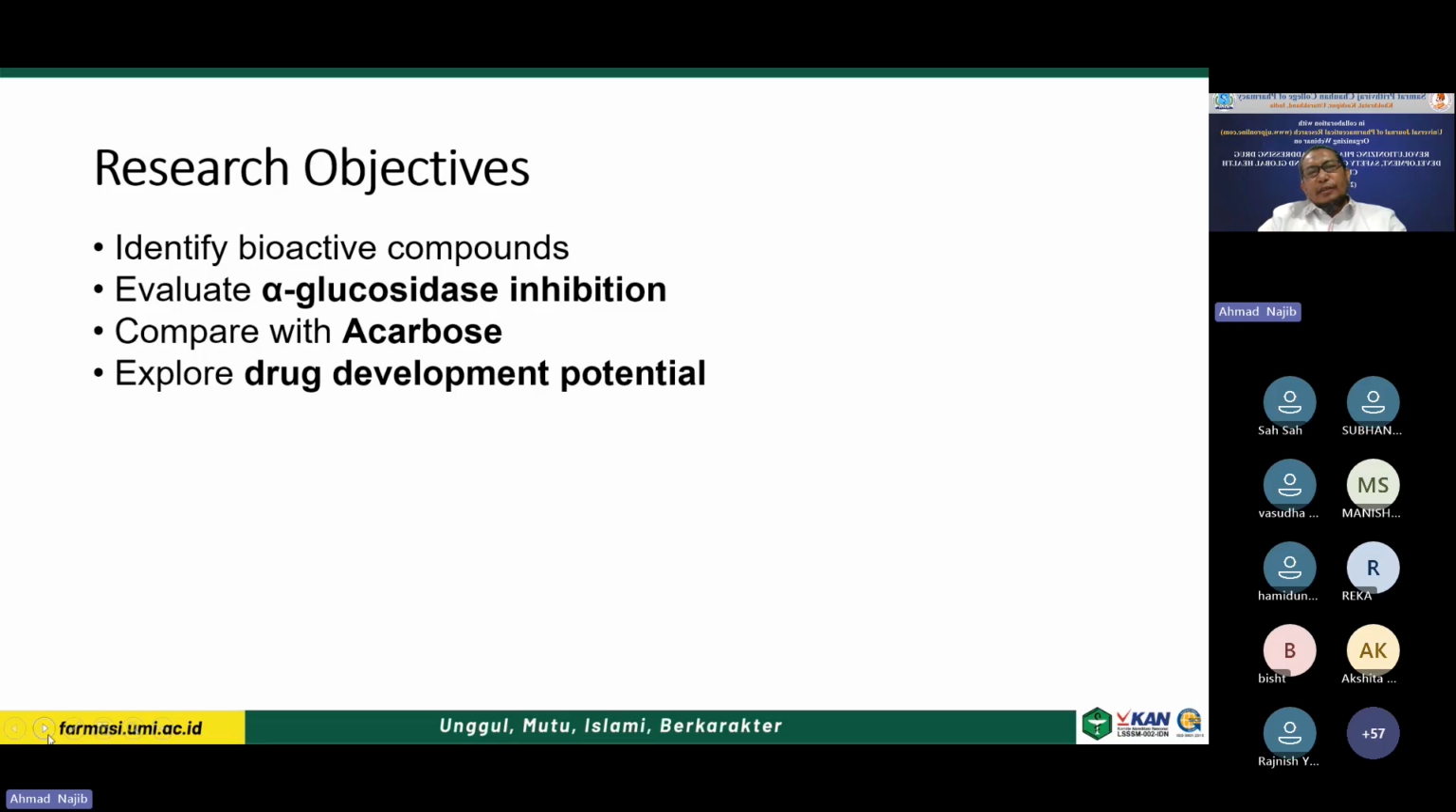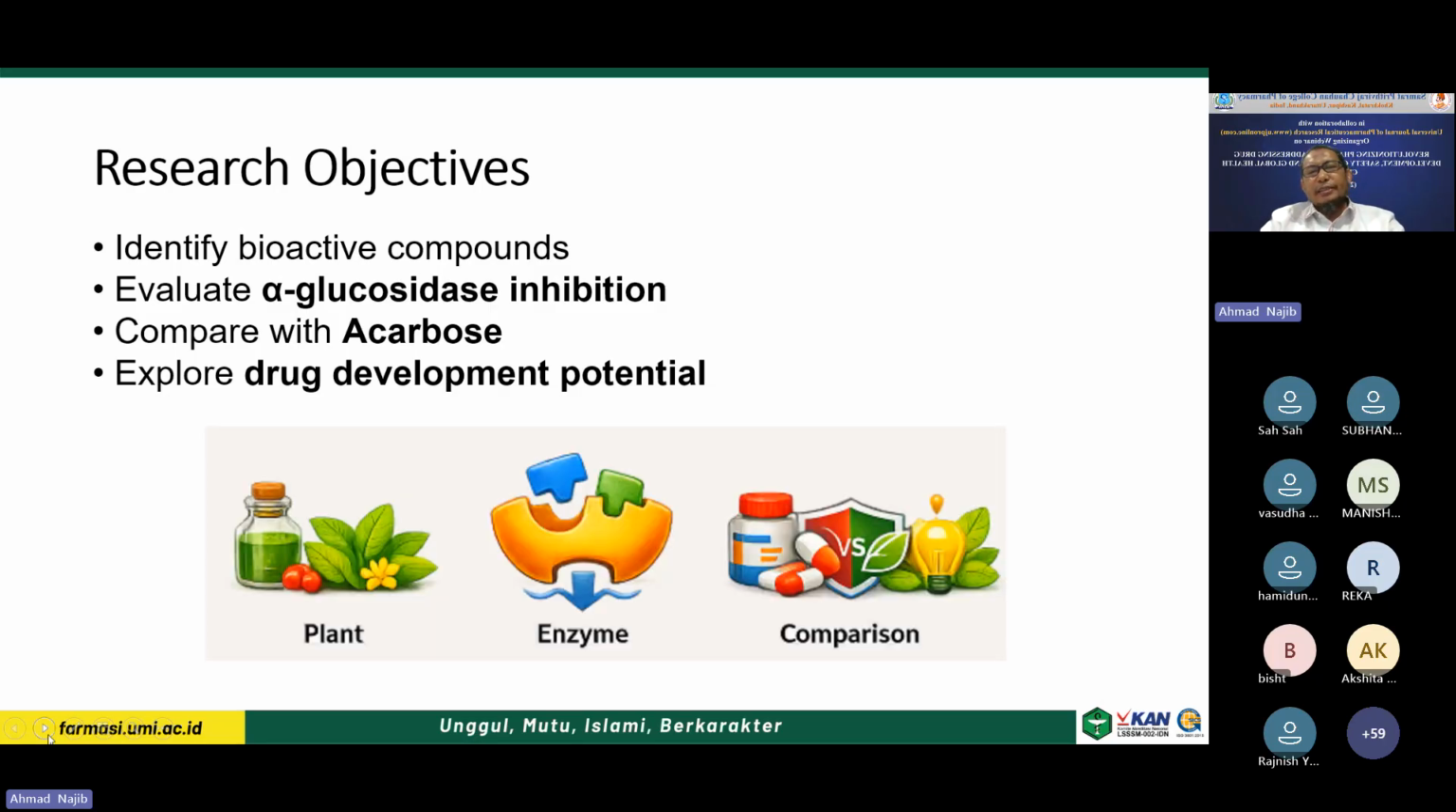So the research objectives of our research are to identify bioactive compounds, evaluate alpha glucosidase inhibition, compare with acarbose as the chemical therapy used in alpha glucosidase inhibition, and explore drug development potential from the plant, with the mechanism of enzyme inhibition, and compare a natural product and a chemical or conventional drug.